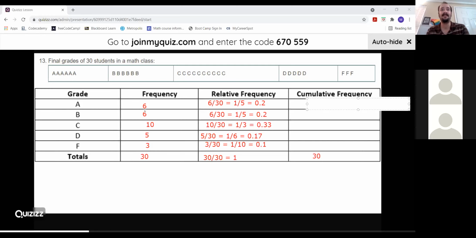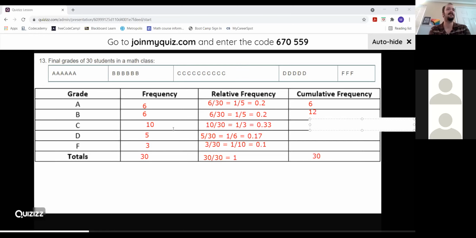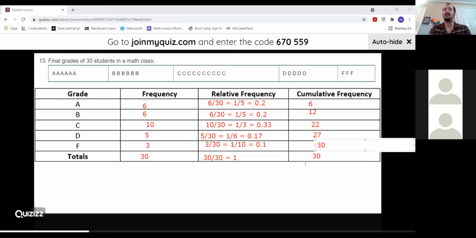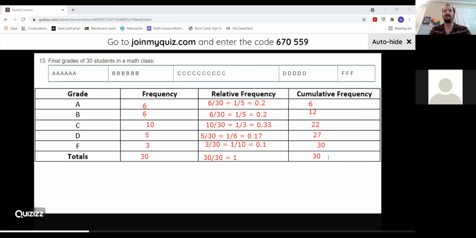So we start off with 6 A's. How many grades do we have? 6. Now we add 6 more B's. How many total grades do we have? 12. So they're accumulating each step. So 6 and 12. And now I'm adding 10 to go to 22. Now I'm adding 5, 27. Now I'm adding 3. Actually get to 30.